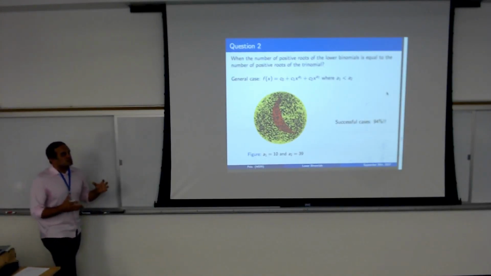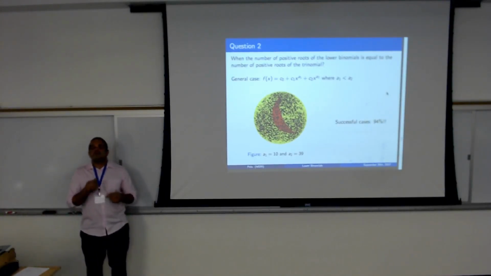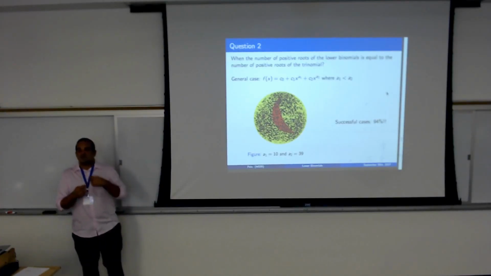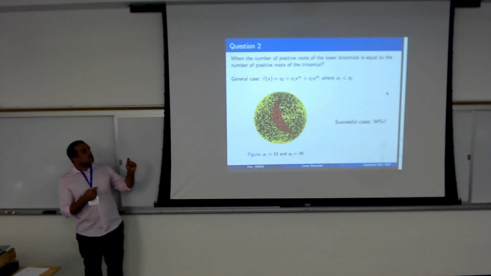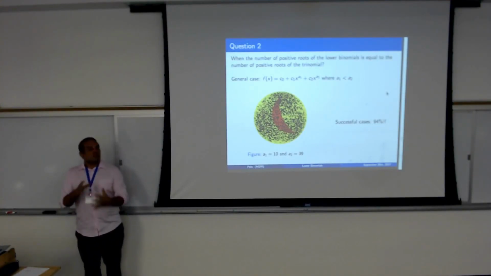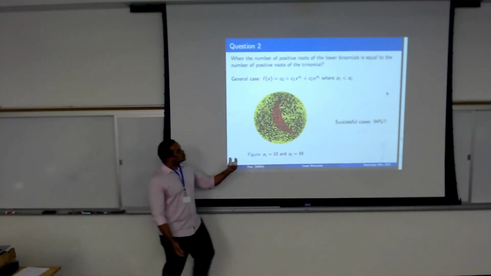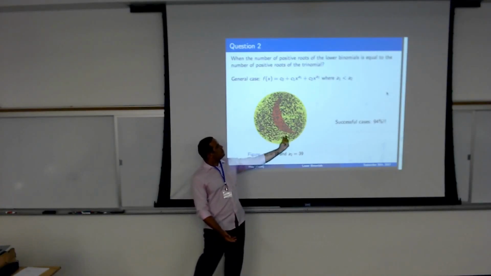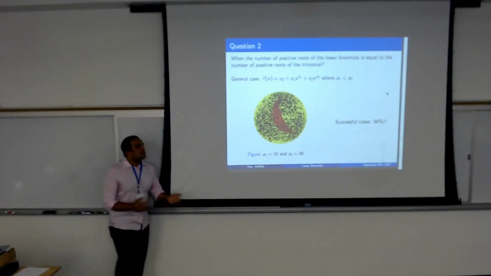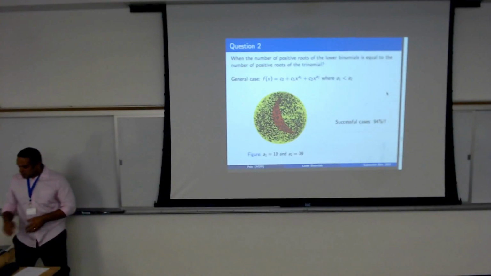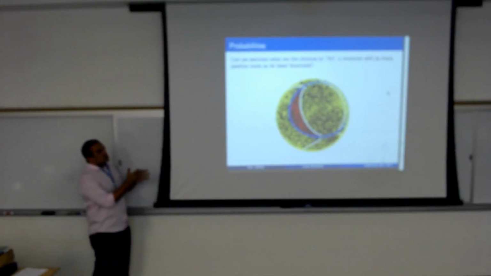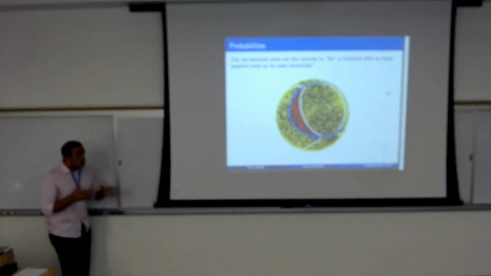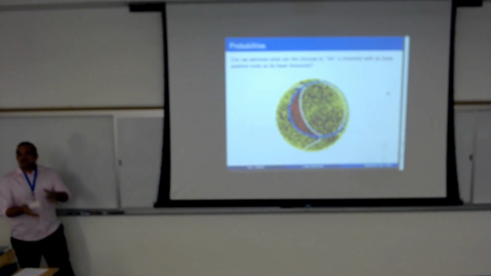The natural question is, okay, if you take a random polynomial, what is the probability that the number of positive roots of that polynomial is exactly the same as the number of positive roots of its lower binomial? And since we know how to compute the surface of the sphere, this area, we just need to somehow try to compute this red region, or at least try to estimate that red region. The first thing that we did was to prove that this region was always enclosed by these two curves.